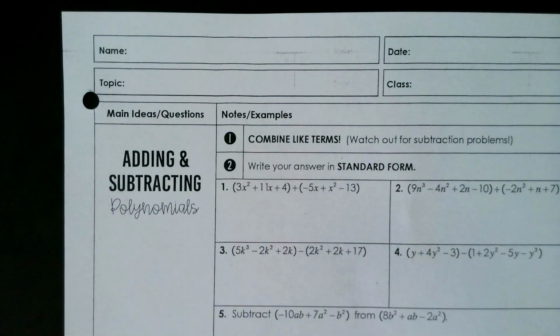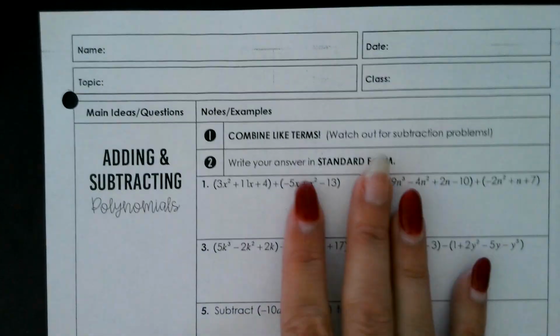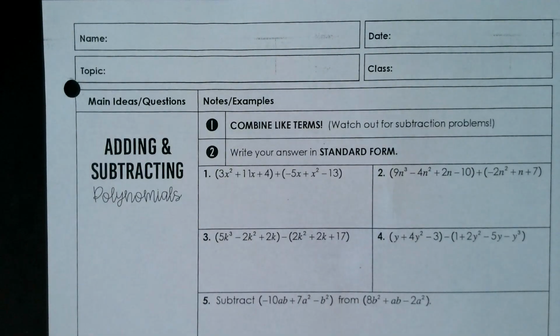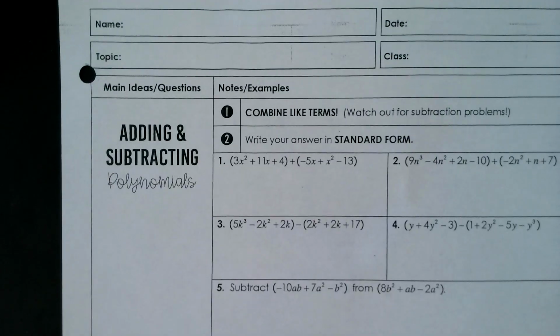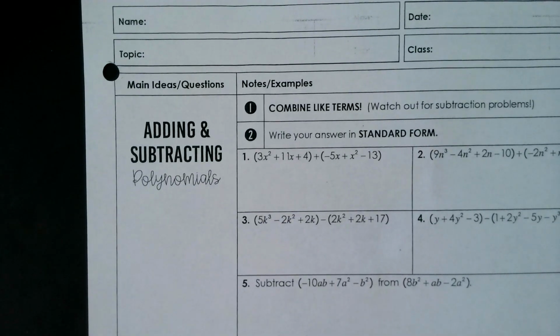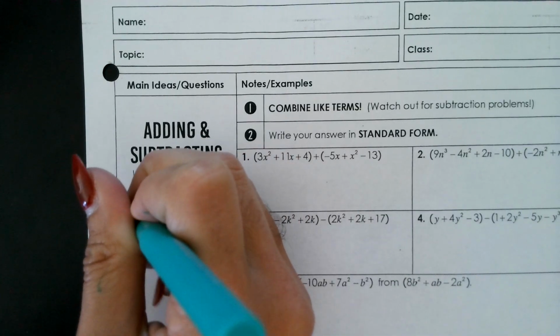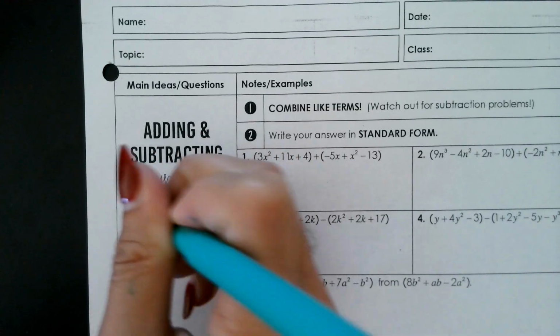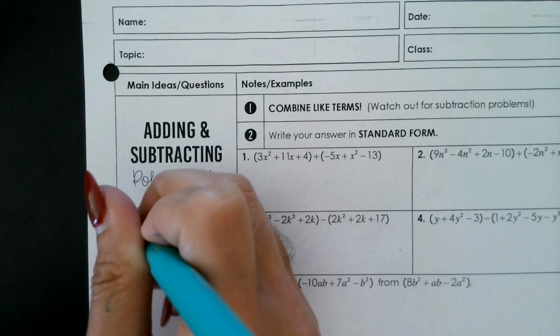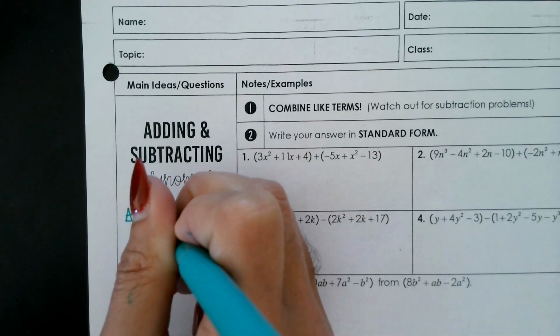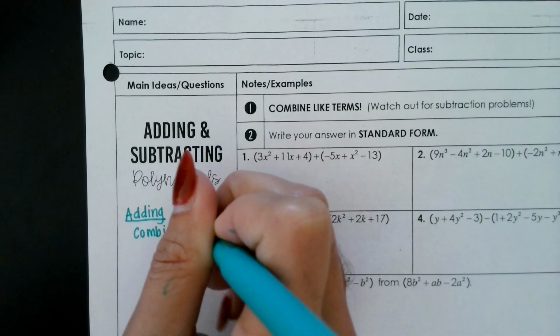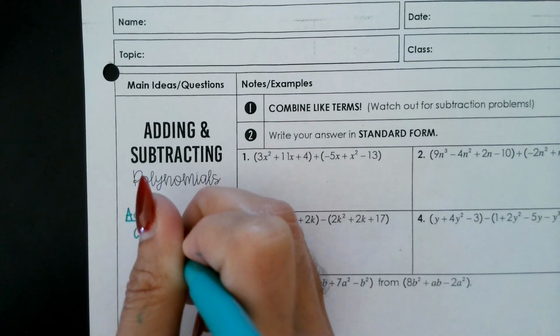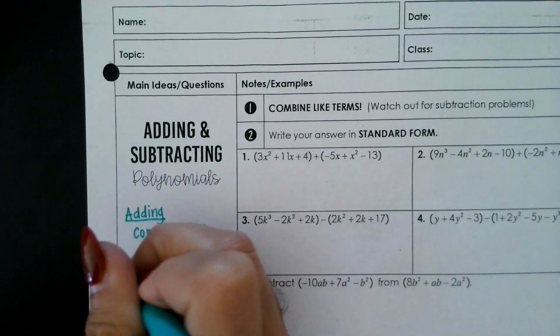Okay, so adding and subtracting. When you are adding, the nice thing is all you have to do is combine like terms. When you add polynomials, all you're really doing is combining like terms. I'm going to add a note over here for adding. When you're adding, combine like terms.